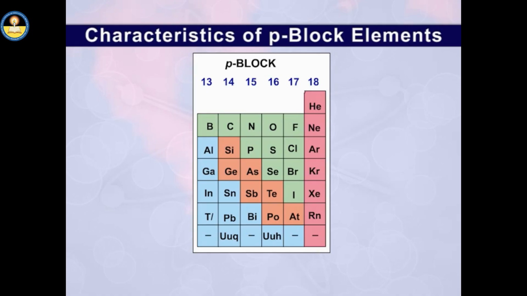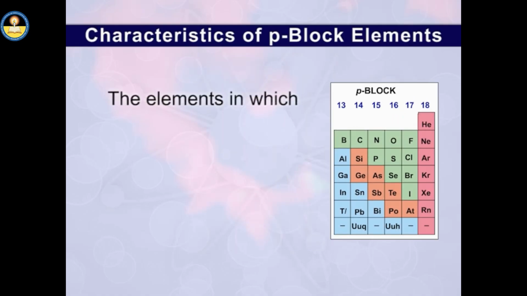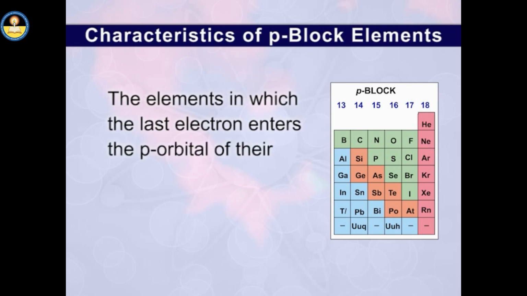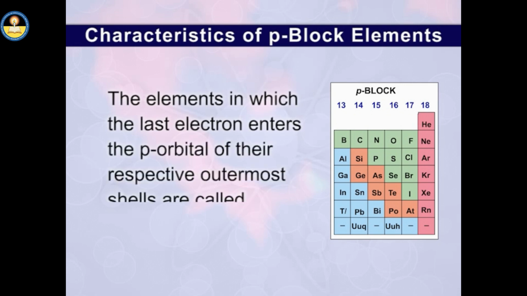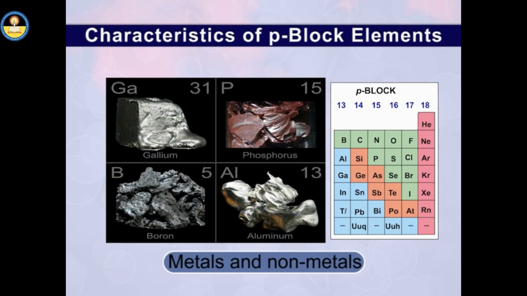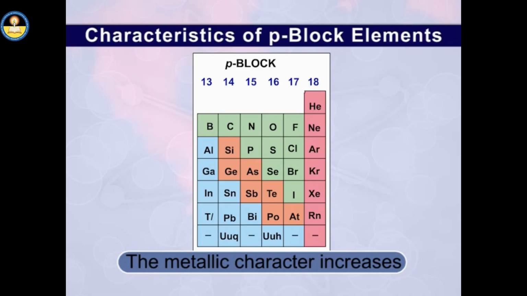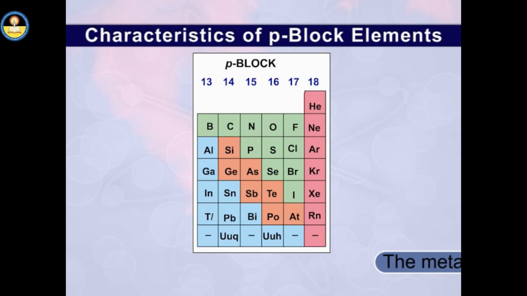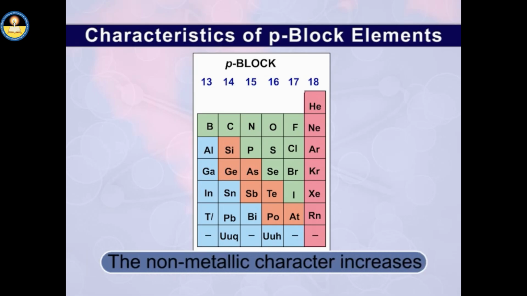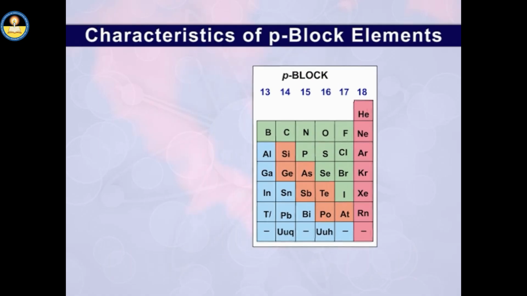Characteristics of p-block elements. The elements in which the last electron enters the p orbital of their respective outermost shells are called p-block elements. It includes both metals and non-metals. The metallic character increases from top to bottom within a group. The non-metallic character increases from left to right along a period.